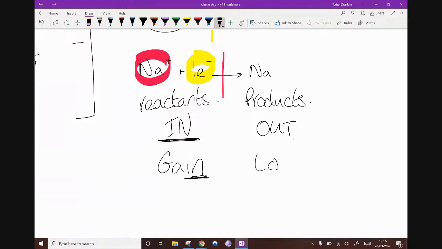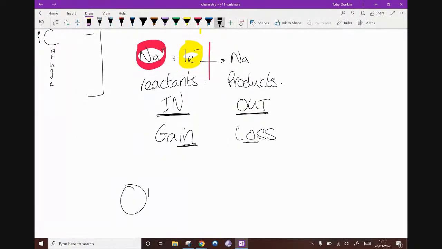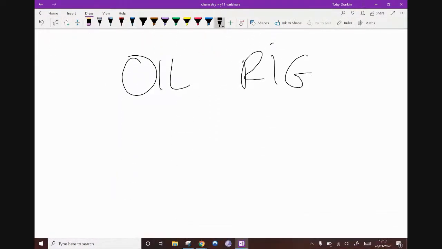So the next thing, of course, is products out. That's loss. Would everyone agree that's loss? Well, it has the O in it for out. That's just one of the ways that I often mention of how knowing what in and out and gain and loss are translates to that. And you'll probably then have come across OIL RIG. So important for electrolysis.